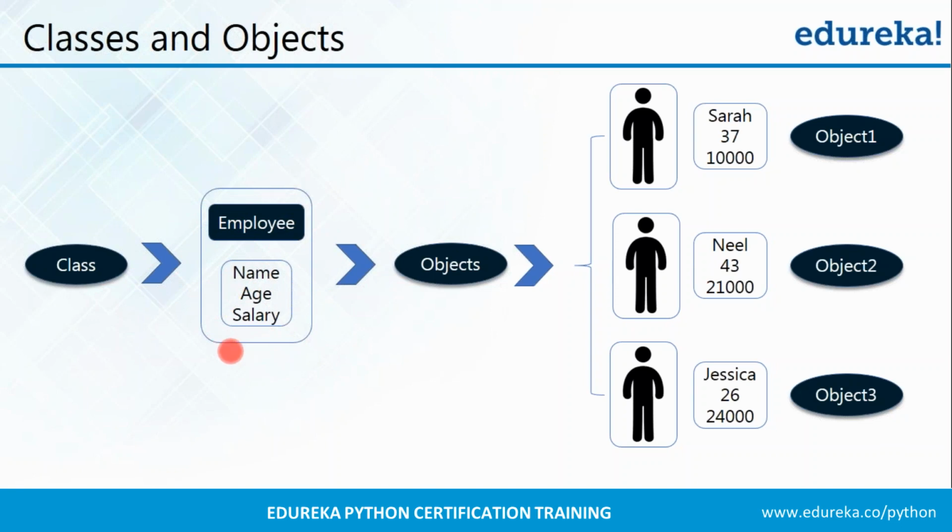I'm just giving an example. So what are objects? Objects are the instance of a class, and in our example the class is employee. So the objects will be instance of the employee class. For example, this is the first object that contains variables such as Sarah, the name, 37 is her age, and this is her salary. Similarly, we have the second object or the second instance where the name is Neil. When we talk about his age, it is 43, and this is his salary. And similarly, we have one more object, Jessica, age is 26, and this is her salary.